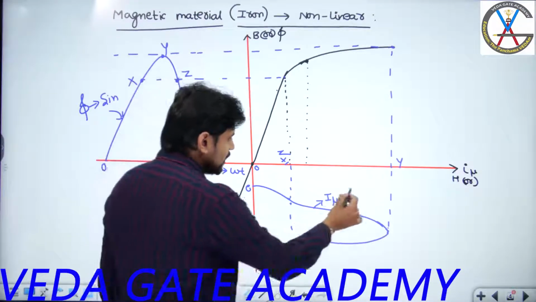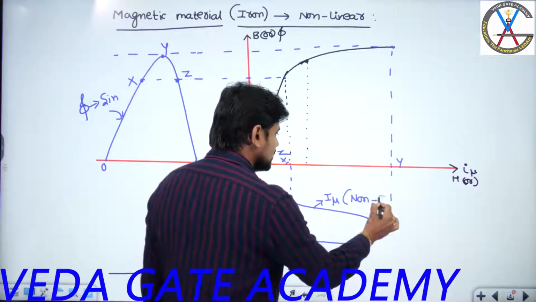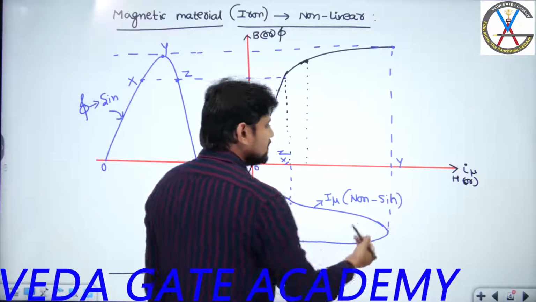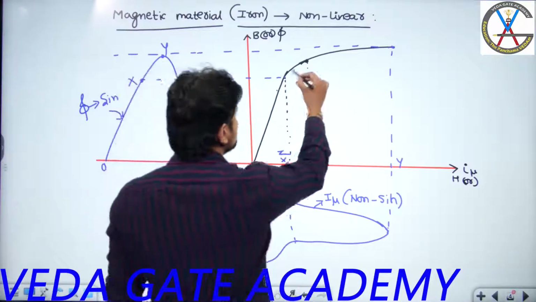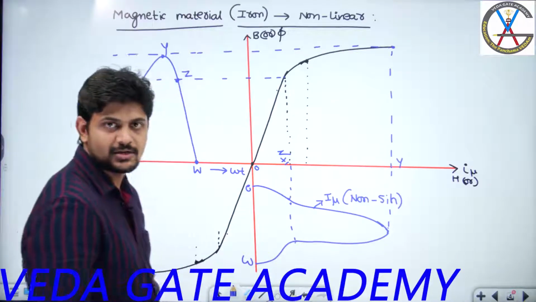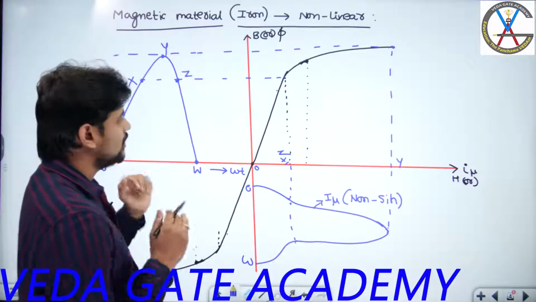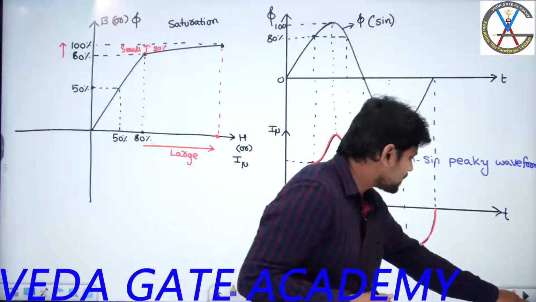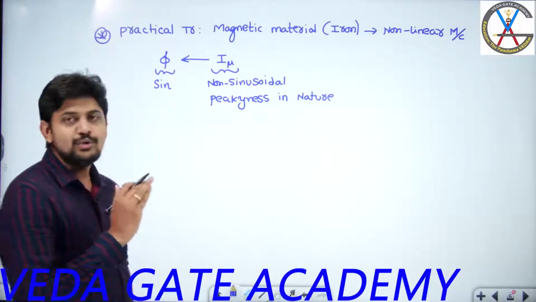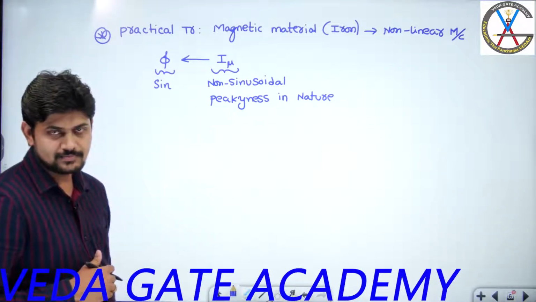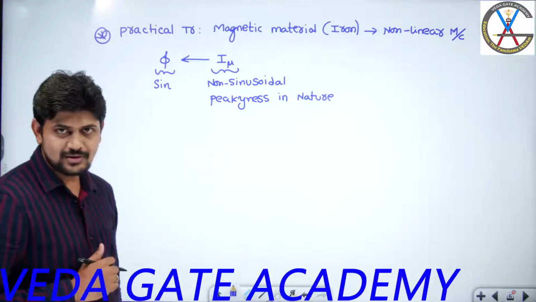And what is the shape of I mu? Is it sinusoidal or non-sinusoidal? It is non-sinusoidal with peakiness in the waveform. And this peakiness occurs in which region? The saturation region. Have you understood this point? So this is the brief idea. Now, the conclusion we got is that I mu is non-sinusoidal.